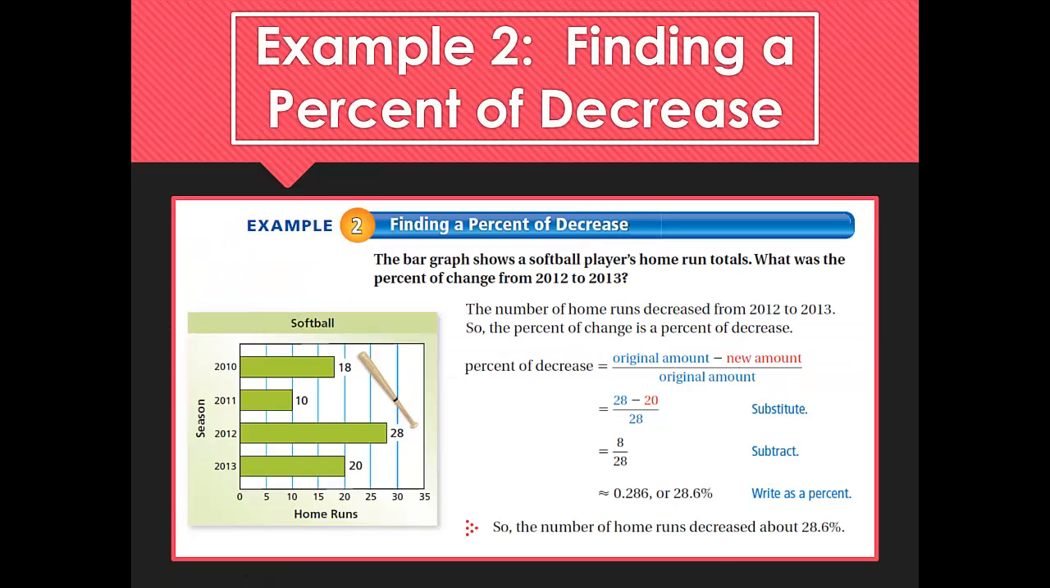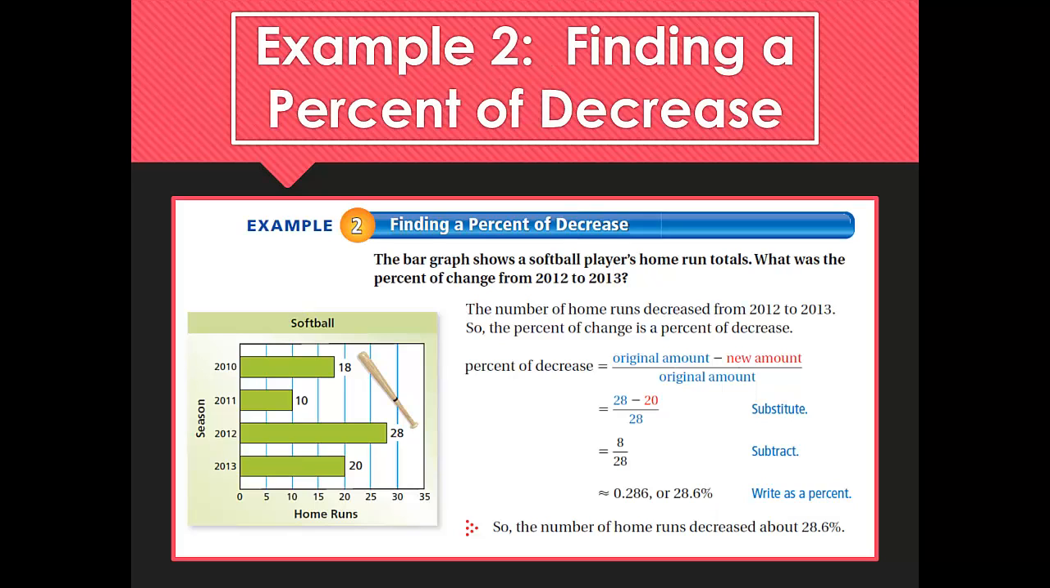Now we'll look at our second example for finding a percent of decrease. The bar graph shows a softball player's home run totals. What was the percent of change from 2012 to 2013? If we look at our bar graph, 2012 was 28 and 2013 is 20. The number of home runs decreases from 2012 to 2013. So the percent of change is the percent of decrease.